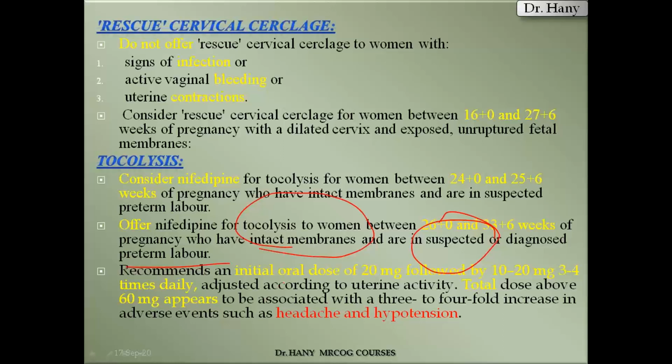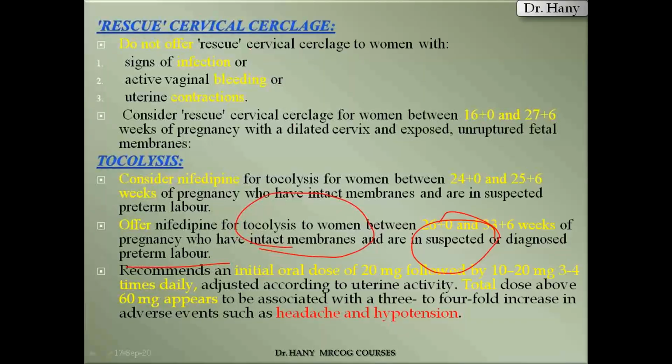What will be the doses? Recommend the initial dose of 20 milligrams, followed by 10 to 20 milligrams 3 to 4 times a day. Adjust the doses according to the uterine activity. The total dose should not be above 60 milligrams, which will cause complications or increase by 3 to 4 fold the adverse effects, which are headache and hypotension. So I will give the woman the initial dose of 20 milligrams and 10 to 20 milligrams 4 times a day, not exceeding 60 milligrams, or if you exceed 60 milligrams, there will be headache and hypotension.